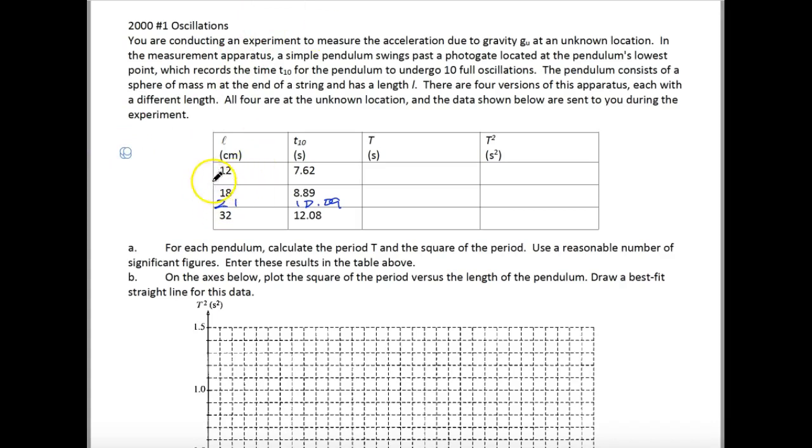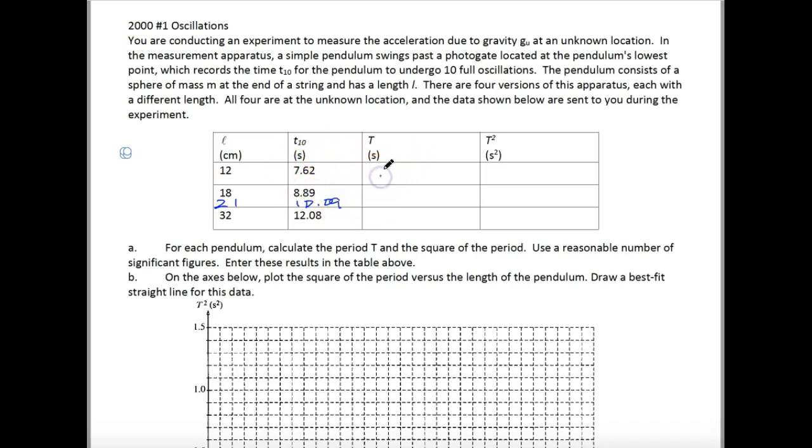They want you to go through and calculate the period and the square of the period. Use a reasonable number of significant figures. Notice that these have 3, 3, 4, 4, so I would say that we need either 3 or 4 places past the decimal. So let's just do 3. They're not real picky, but if you didn't do any, or if you did 12, that would be a problem. This is the time for 10 swings. We only want it for 1, so we just divide each one of these by 10.